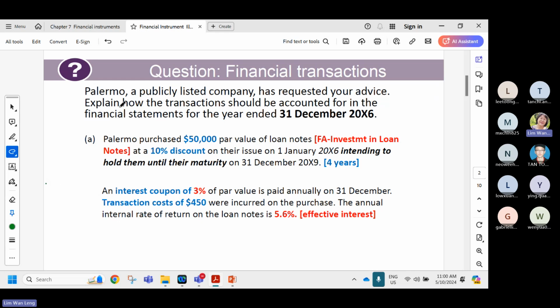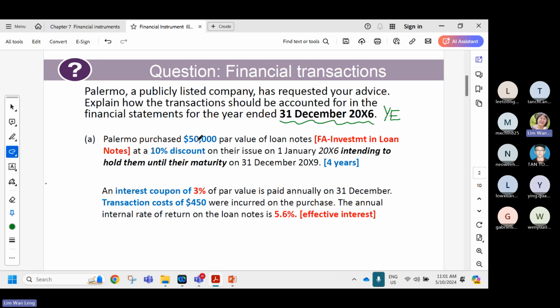We have Palermo, a public listed company, requested your advice. Of course, you must be somebody before they requested your advice. So you just assume that you are the accountant or the CFO or the CEO. All right. Explain how the transaction should be accounted for in the financial statements for the year ended 31st December 20X6. So this is your year end. Of course, in terms of financial accounting, we must always remember when is the year end. This one is very important.